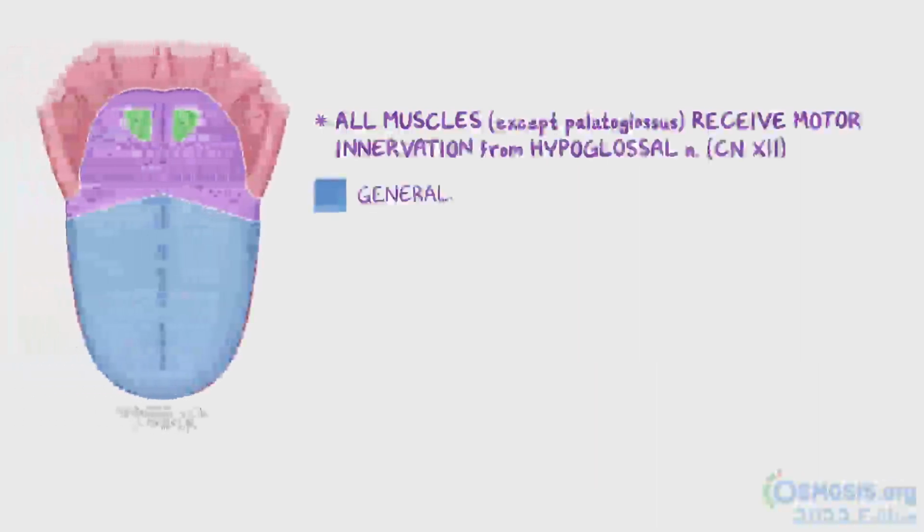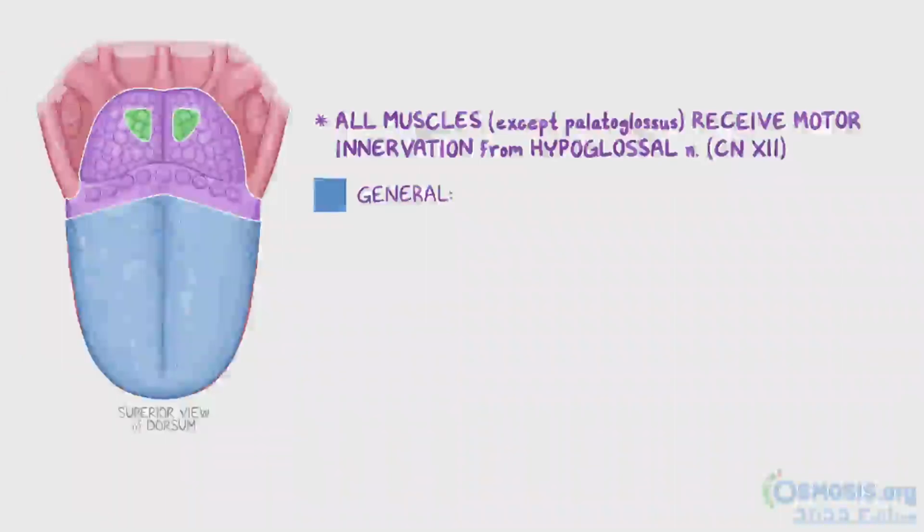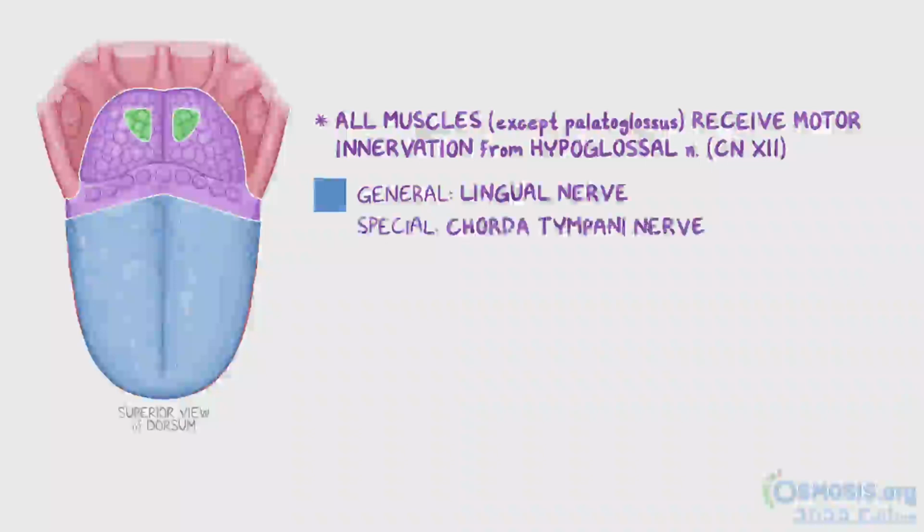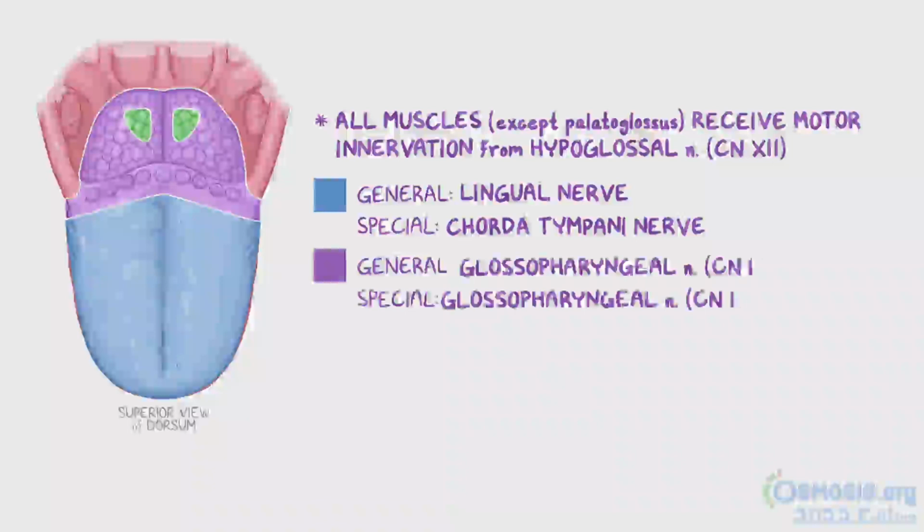General sensation to the anterior 2/3 of the tongue is supplied by the lingual nerve, while special taste sensation is supplied by the chorda tympani nerve. The posterior third of the tongue gets general and special taste sensation mainly from the glossopharyngeal nerve.